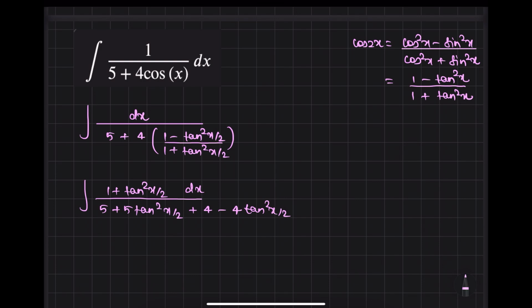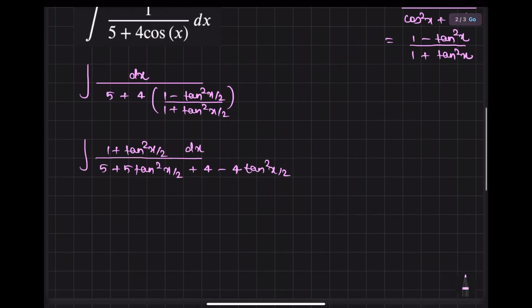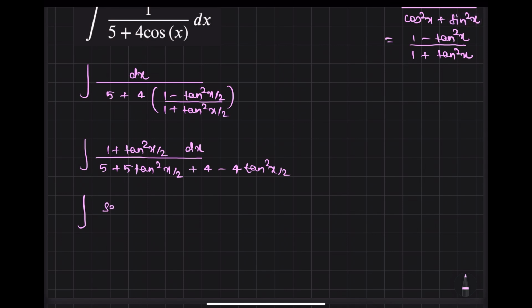Now you have to simplify the denominator a little bit more. Now look at this. We can write this thing as the numerator. Numerator is 1 plus tan square x by 2, what is it? Sec square x by 2. You know that if we take tan x as z, we will have sec square x. So it is okay. So 5 and 4 is 9 plus tan square x by 2 dx.